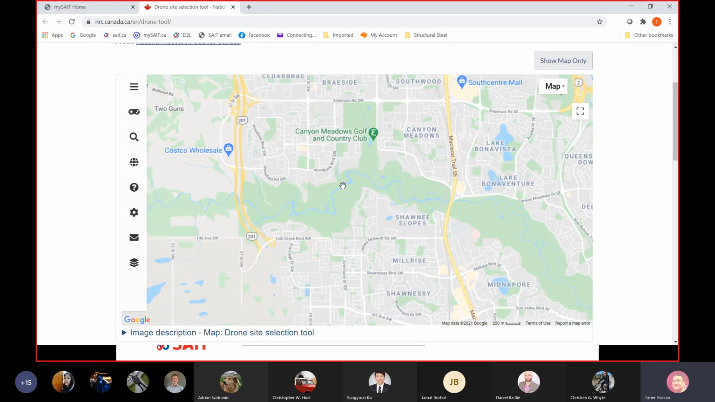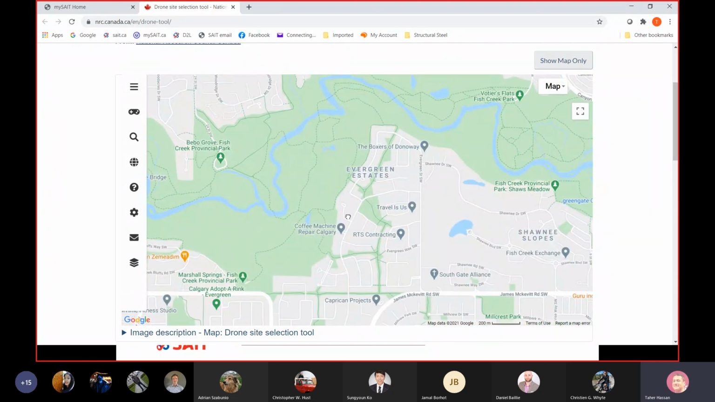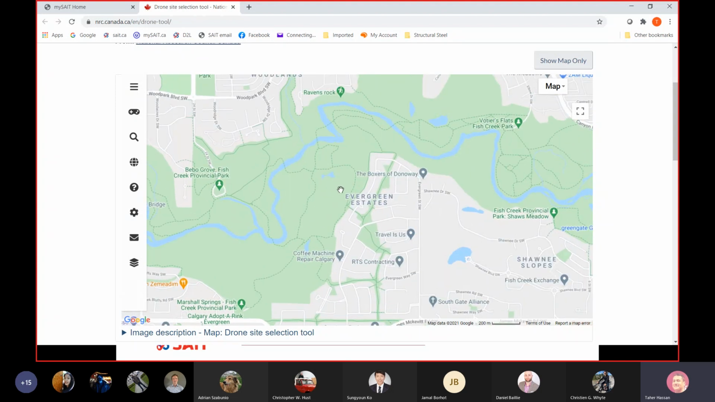Now, let me remind you, let's say the pandemic is over, okay, and sometime in the summer we have a concert here in Canyon Meadows, okay? I'm asking you, if you're making footage of a concert where you have to fly your drone above people's heads, do you need a basic license or an advanced license?